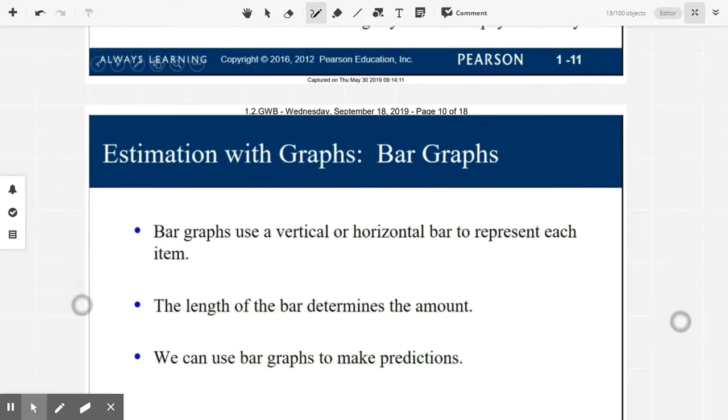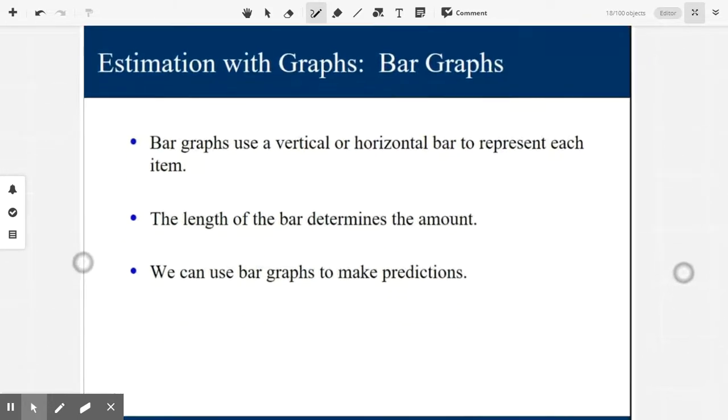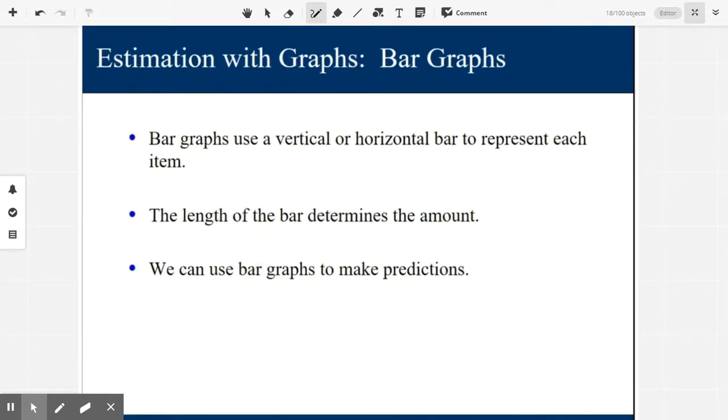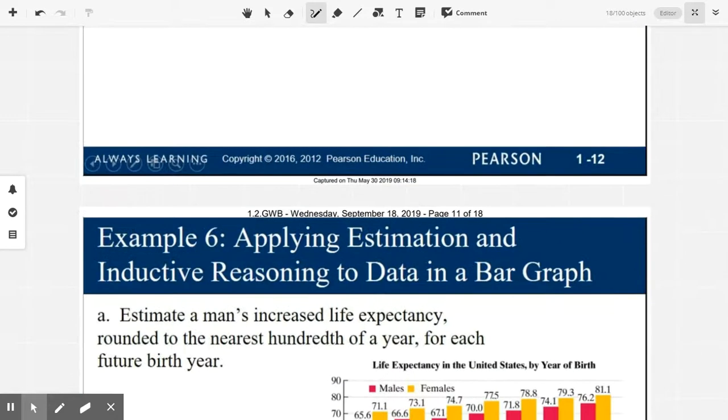All right. So bar graphs, a different kind of graph. Bar graphs use vertical or horizontal bars to represent each item. The length of the bar determines the amount, and we can use bar graphs to make predictions. So let's see how this is going to work.